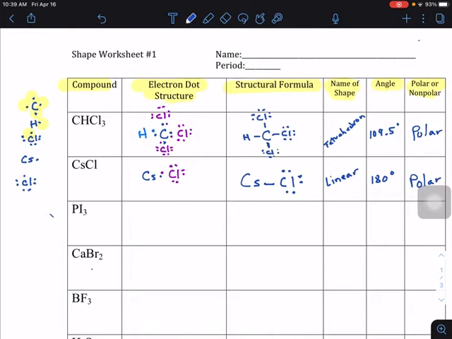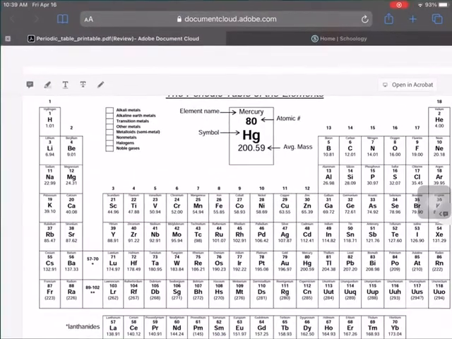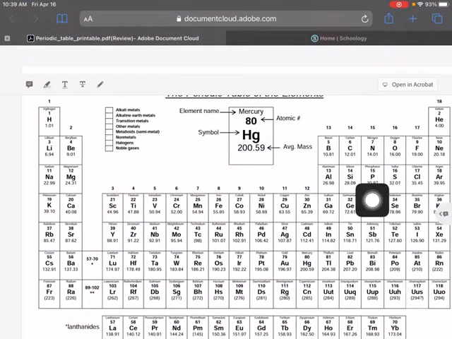The next one we have is PI3. So let's look those up on the periodic table. P is phosphorus, and it's found in group number 15. Everything in group 15 has 5 valence electrons. I is iodine. That is group number 17. So that has 7 valence electrons. So we have a group 15 and a group 17.